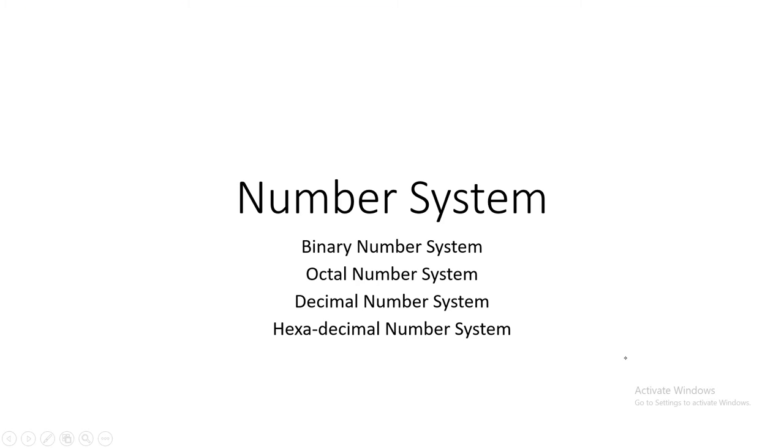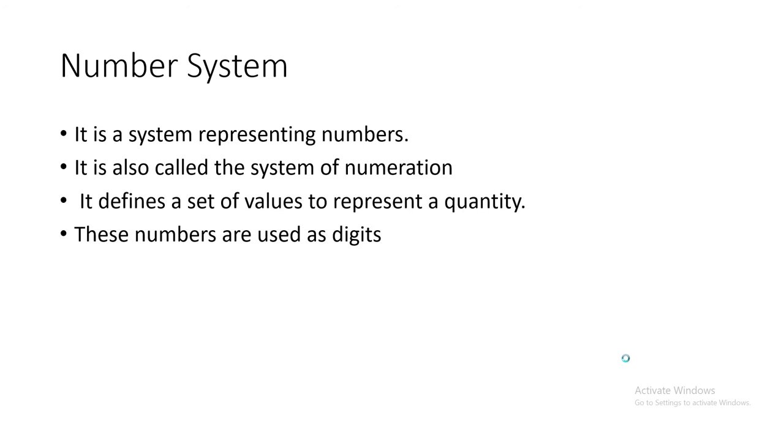So let's talk about number system. Number system is the system that represents the numbers. It is also called the system of numeration. It defines a set of values to represent quantities. Depending upon the number system used, we have a different set of values to define the quantity.